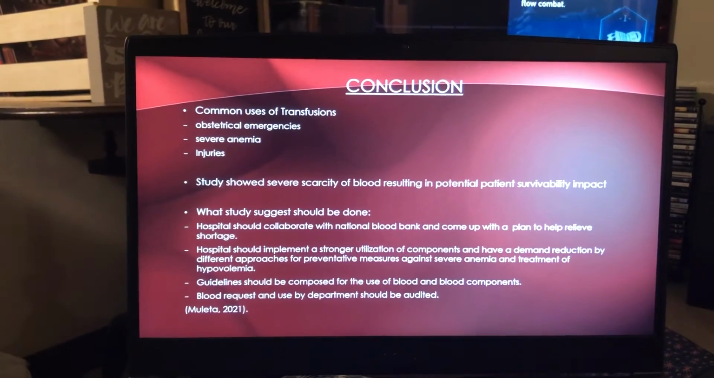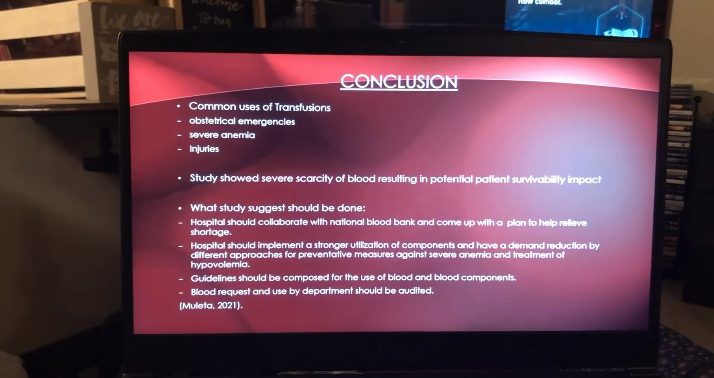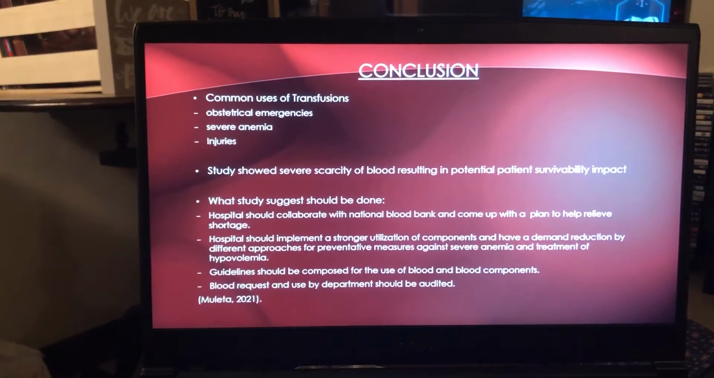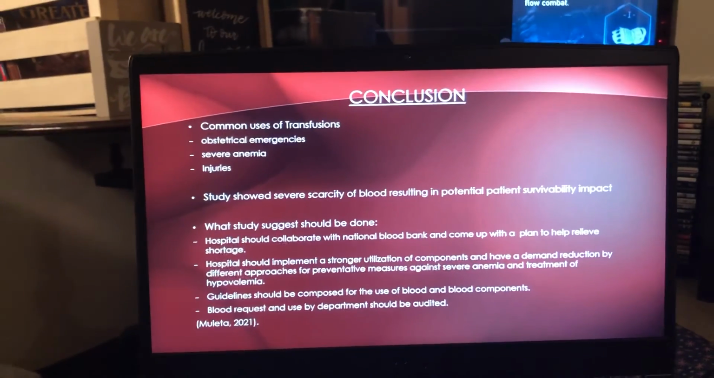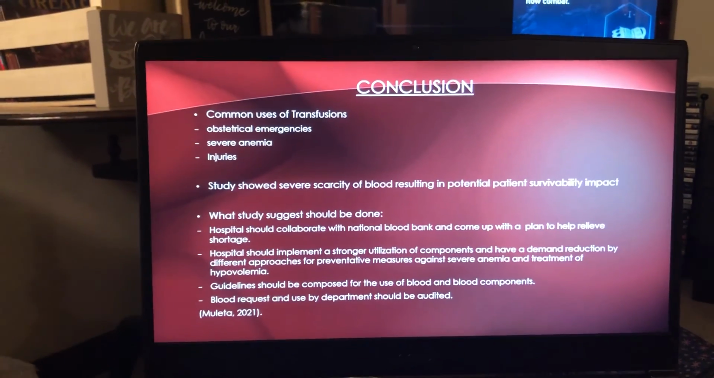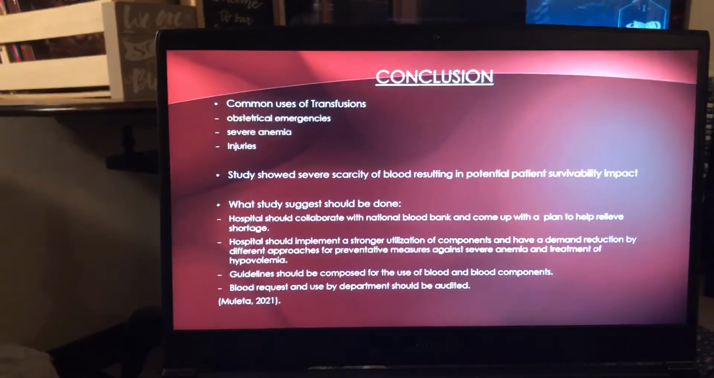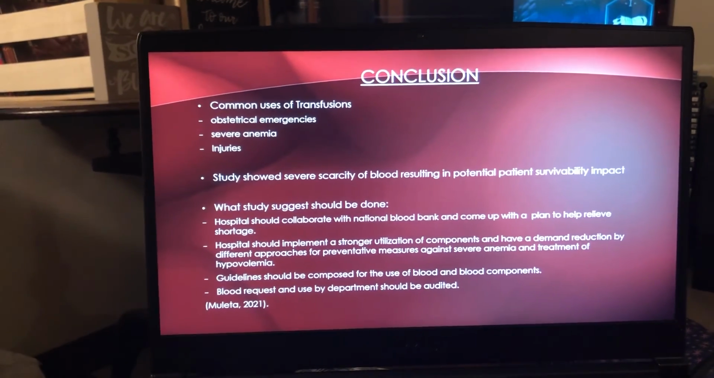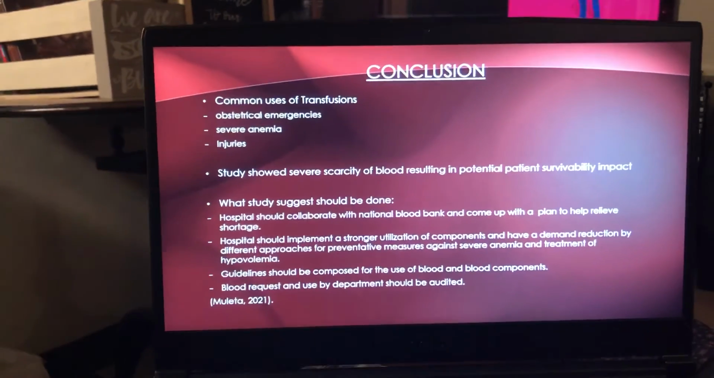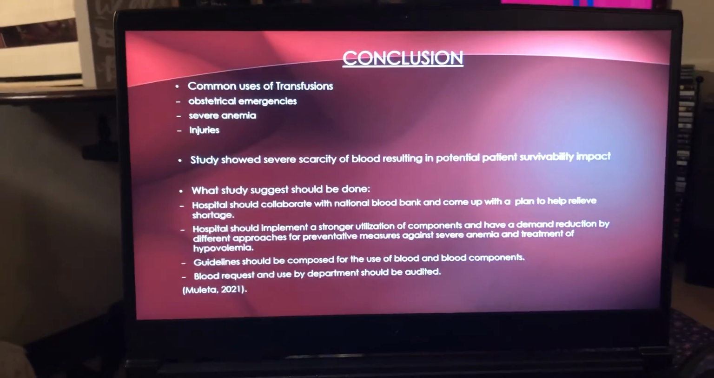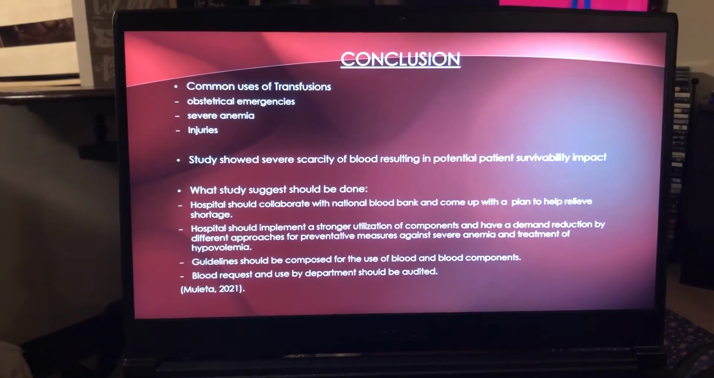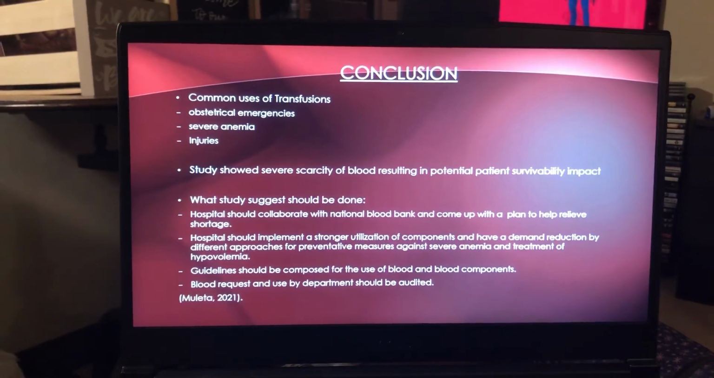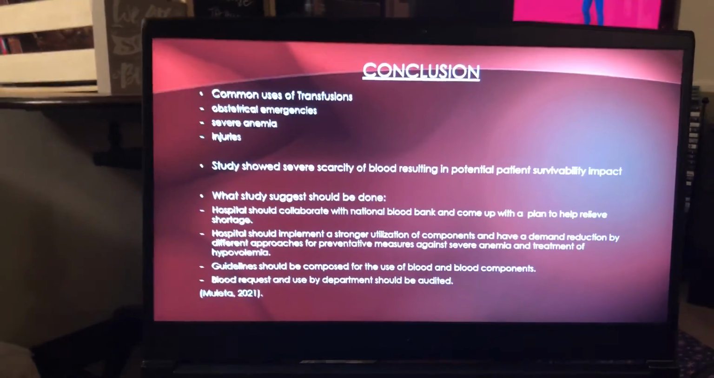The study concluded that maybe the hospital should implement more effective utilization of transfusions, and take preventative measures against those two conditions and maybe other indications of transfusion, to help prevent even the need for a transfusion. And then, of course, guidelines should be composed for the use of blood and blood components. These guidelines could be anything that would help regulate the use of blood transfusions.